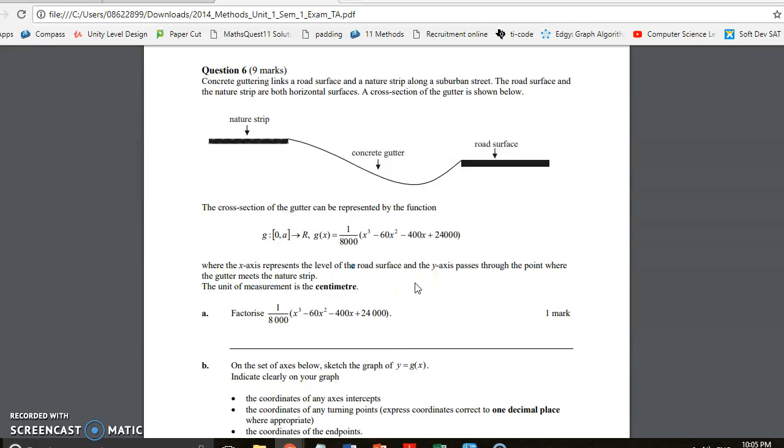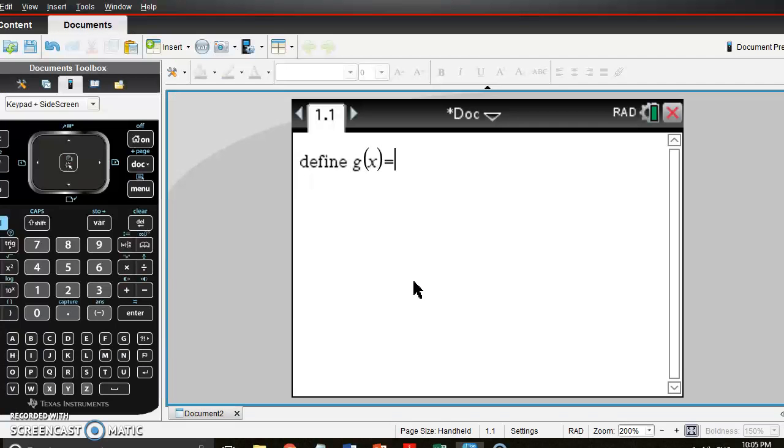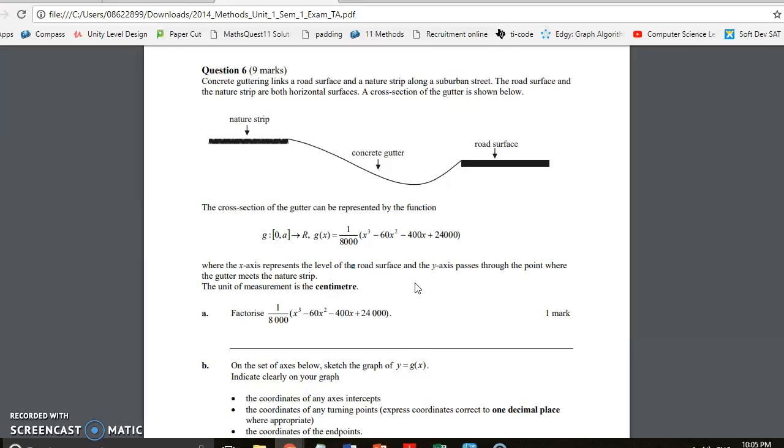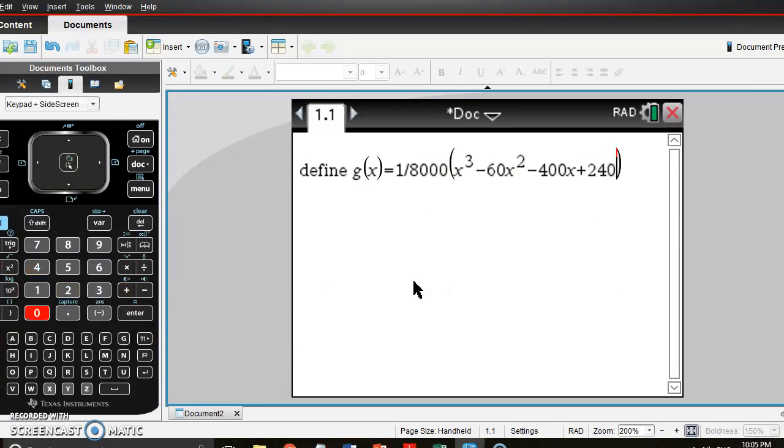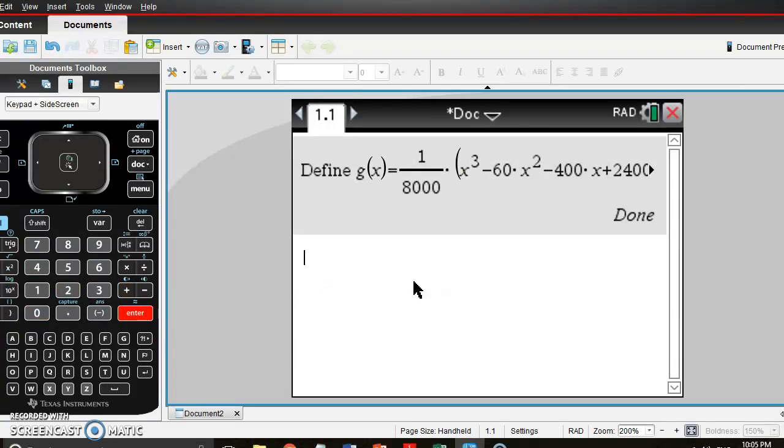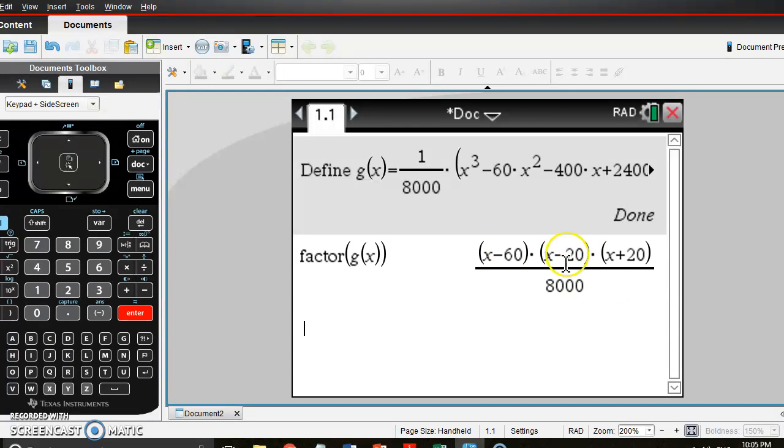So on CAS, let's define this. Define g of x as 1 over 8,000, brackets, x cubed minus 60x squared minus 400x plus 24,000. A really good thing with CAS is we can use it for these kinds of things. Now we factor g of x, and we end up with that. So that's your 1 mark.